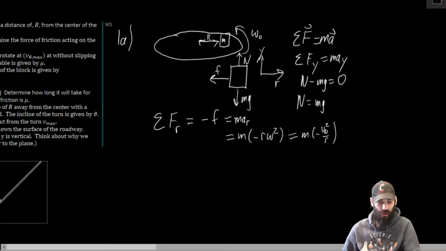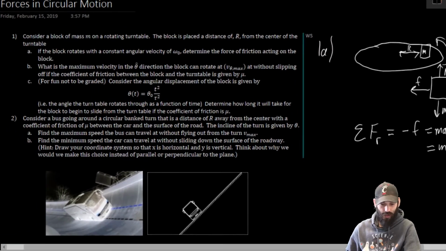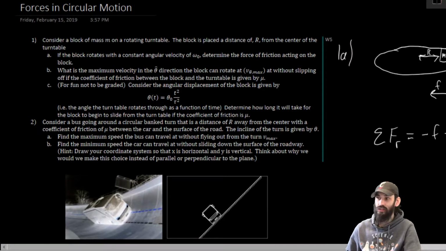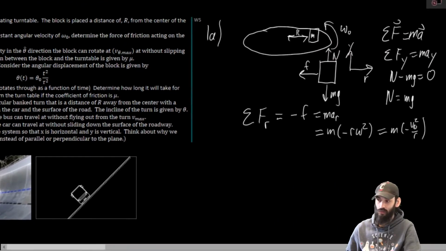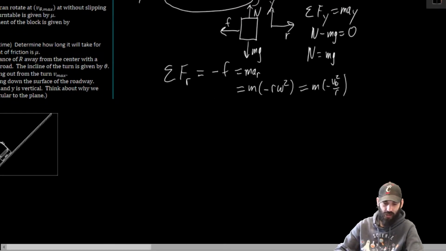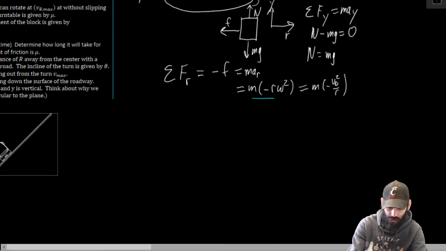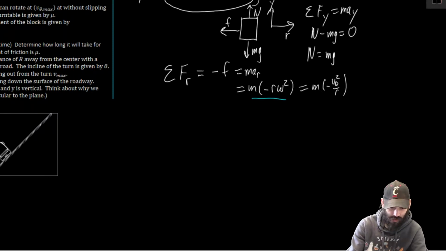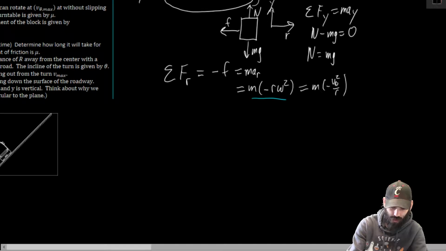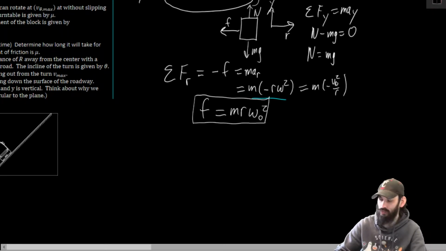Now here, I give you what the angular velocity is, not the tangential velocity or the velocity in the theta direction. And so what that means is that this is the term that I want right here. And so what this says ultimately, and what our answer to part A is, is that the force of friction is going to be equal to the mass times the radius times the angular velocity squared, just like this, okay? So that's our answer to part A.